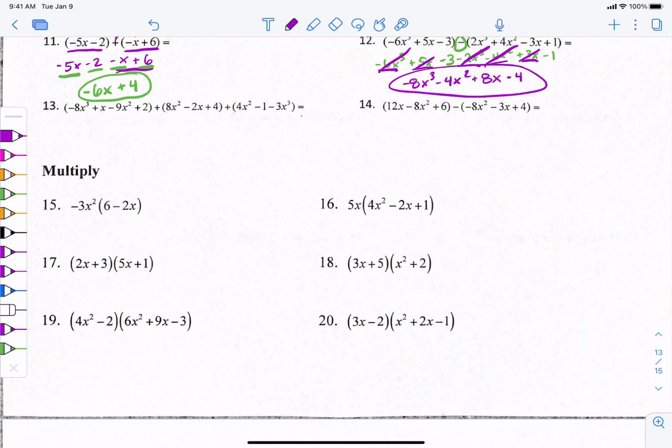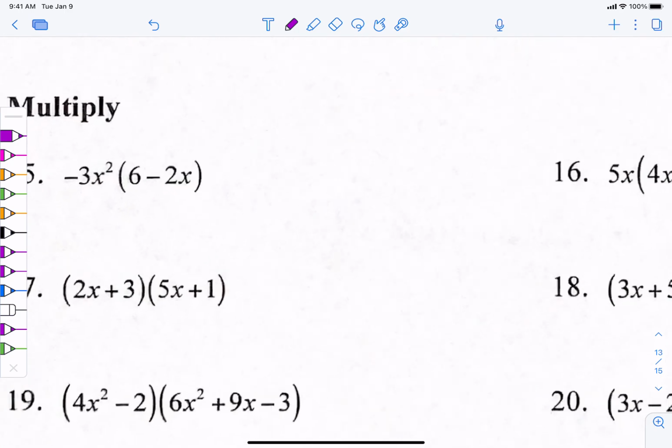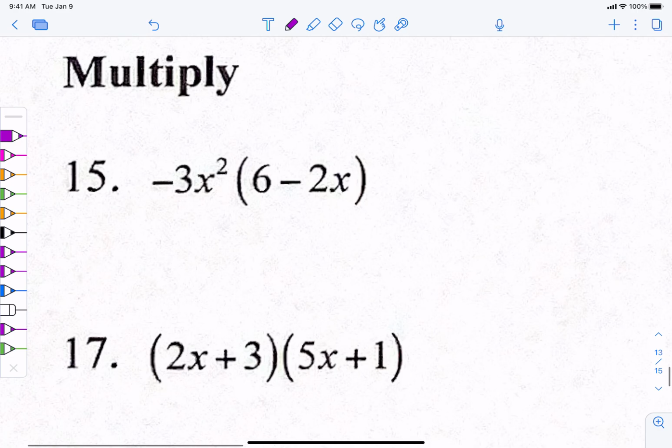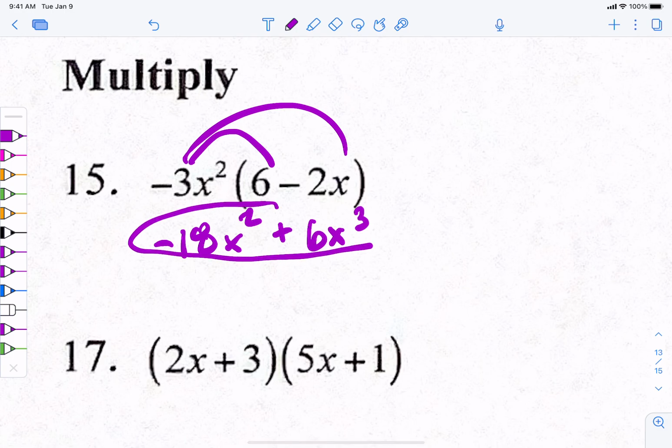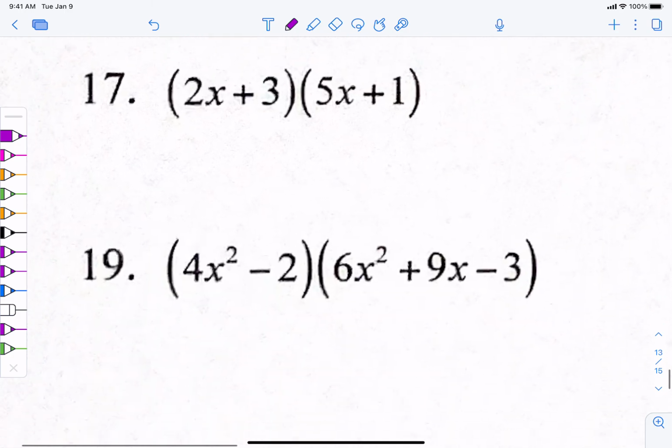All right, ready? Let's do 15. What are you doing with 15? You're multiplying. Distribute the negative 3x squared. That's exactly right. So negative 18x squared and positive 6x to the third. That's it. That's all, because we can't combine unlike terms, so that's it.